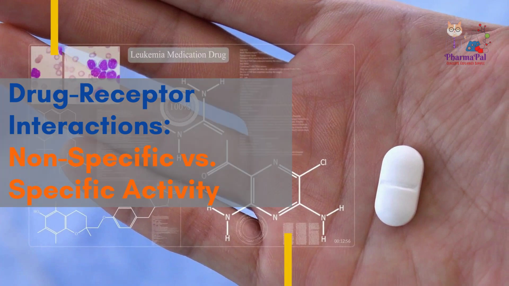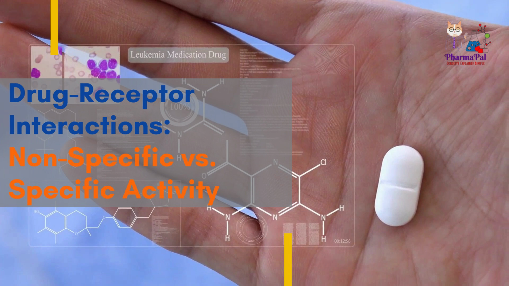Let's start with specific interactions. These occur when a drug binds to a particular receptor, leading to a precise biological response. For example, let's talk about cholinergic drugs. These interact specifically with acetylcholine receptors, which play a crucial role in muscle movement and memory.